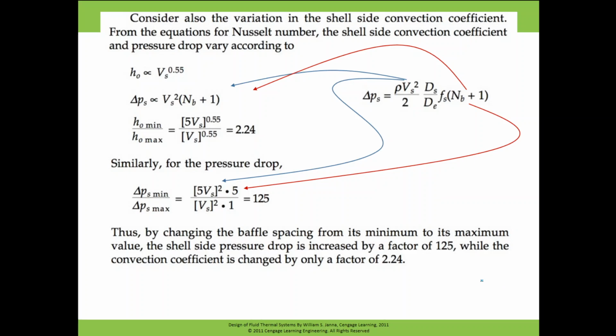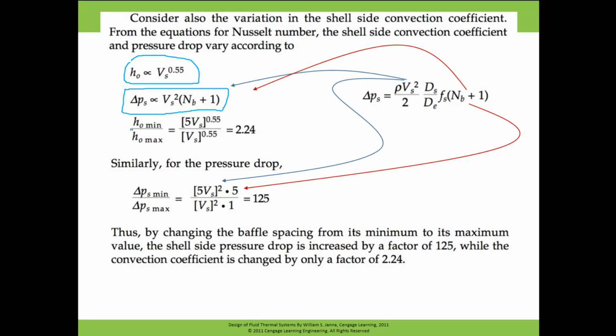Now come to the shell side. When we talk about the shell side, our heat transfer coefficient is proportional to V raised to the power 0.55, and the pressure drop is directly proportional to the velocity squared multiplied by NB plus 1. This NB plus 1 basically represents the length of the flow path, and Vs is the velocity in the shell.